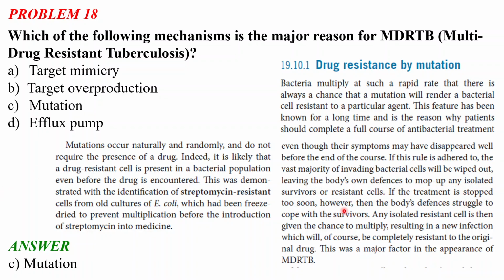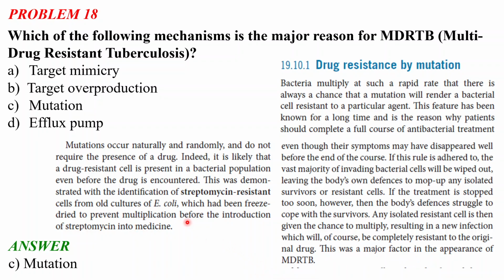If the treatment is stopped too soon, the body's defenses struggle to cope with the survivors, and any isolated resistant cell is then given a chance to multiply, resulting in a new infection which will of course be completely resistant to the original drug. This is a major factor in the appearance of MDR-TB.